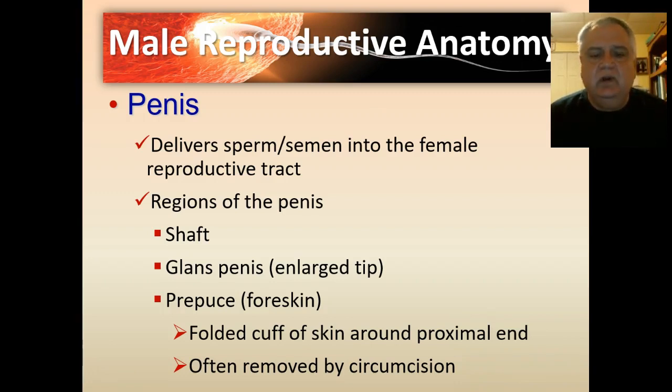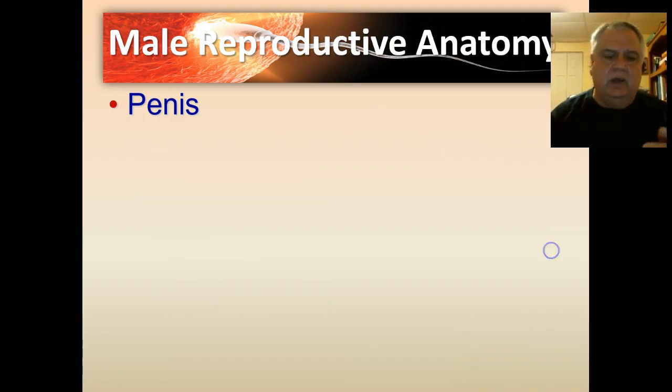This is the folded cuff of skin that surrounds the proximal end of the glans, not the proximal end of the penis, but the proximal end of the glans. The prepuce is what is oftentimes removed or greatly reduced during a circumcision.